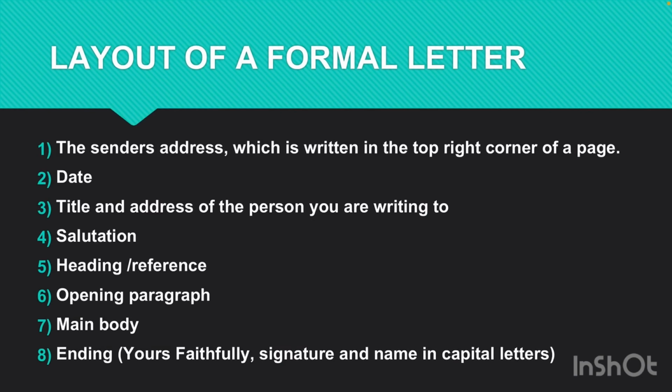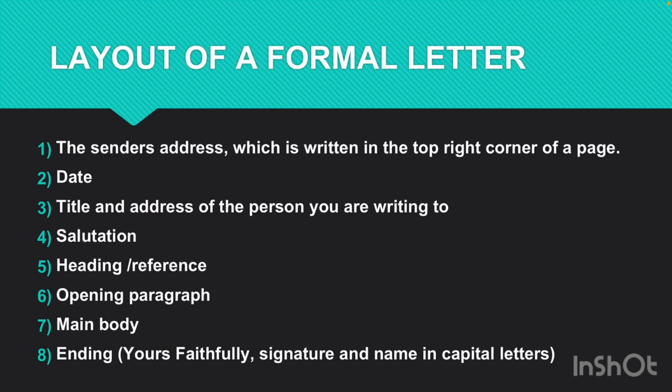Then, after the date, you now go to the title and the address of the person you are writing to. So the title will now be to the head teacher, the personnel manager, the officer in charge. That's the title. The principal, the chief executive officer. These are titles. Then from there, you write the address of that person. For example, the principal, Knowledge Academy, P.O. Box, Lusaka. That's how we write the title and the address of the person we are writing to, the receiver. So you don't leave any space between the title and the address of the receiver.